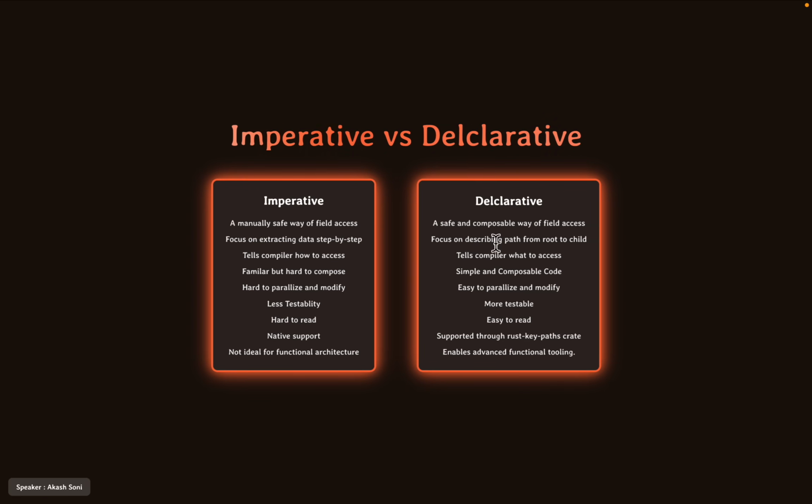Other than that, declarative syntax is easy to parallelize and modify. It is more testable, easy to read, and supported by the Rust keypath library, while normal imperative code has native support in the Rust programming language.